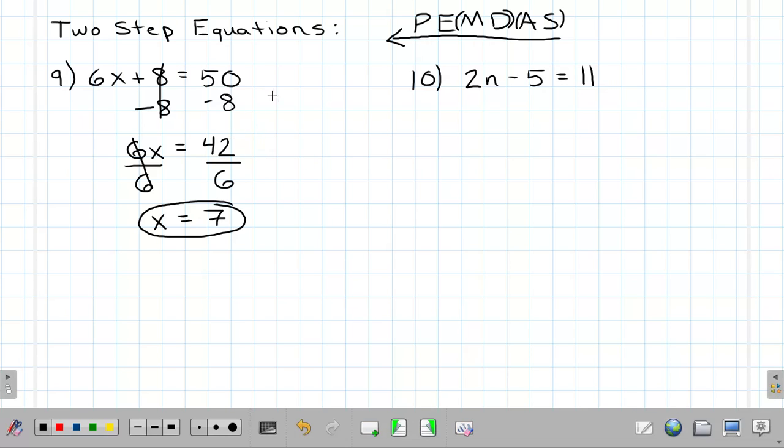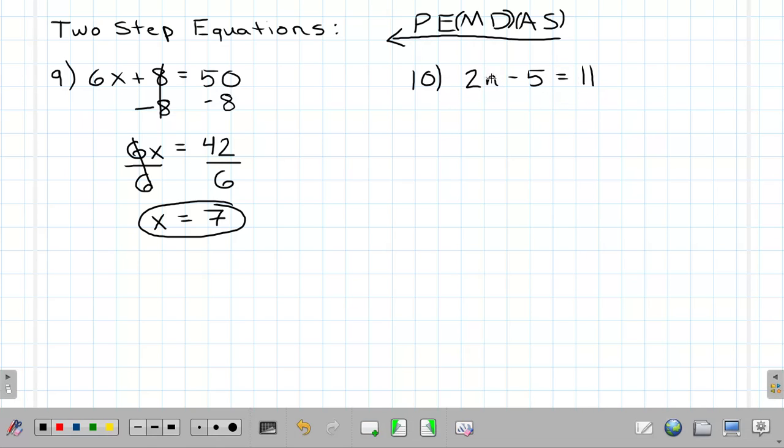But you can see where the two-step equation gets its name. What were the two steps we had to do? Well, we had to do subtraction, then division, because once again, those are the opposites of addition and multiplication. And like I said, it always follows the order of operations. So let's look at number 10: 2 times n minus 5 is equal to 11.